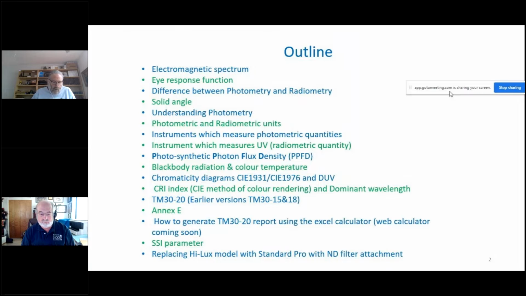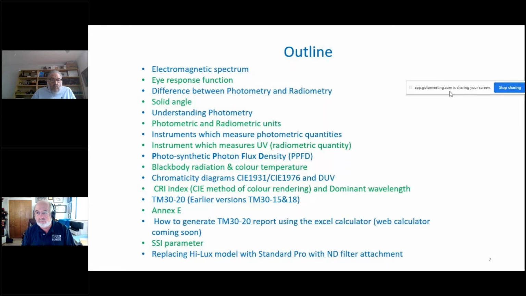Then I'll go into describing instruments that could measure photometric quantities. I will touch on the UV also, although it's not really part of photometry, but I thought I'd mention a UV instrument because of its usage these days for disinfection purposes. And we'll talk about the photosynthetic photon flux density, PPFD, blackbody radiation, and color temperature, and these are all important for understanding the TM30 report, which I'll get to later. So all of these parameters will be there.